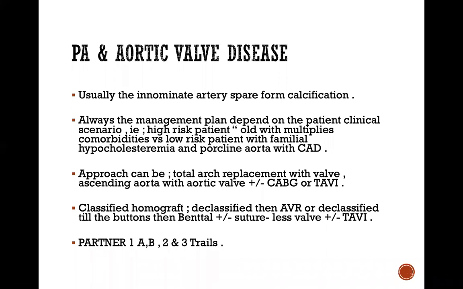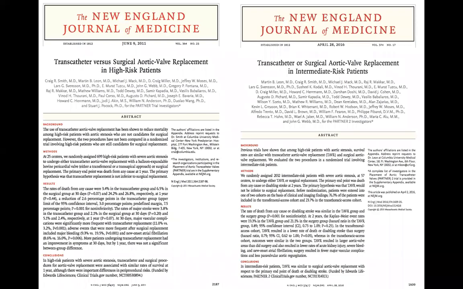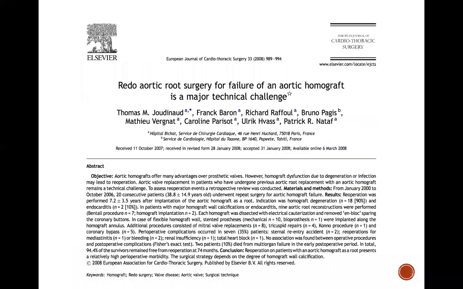You all remember the PARTNER 1A, 1B, and 2, 3 trials, with high-risk, inoperable, then intermediate-risk, then low-risk patients. Another paper speaks about redo aortic surgery for failure of an aortic homograft, which is a major technical challenge, but it can be done. It will increase the risk of morbidity and mortality because of the increased burden of atherosclerosis and increased comorbidity in those types of patients.